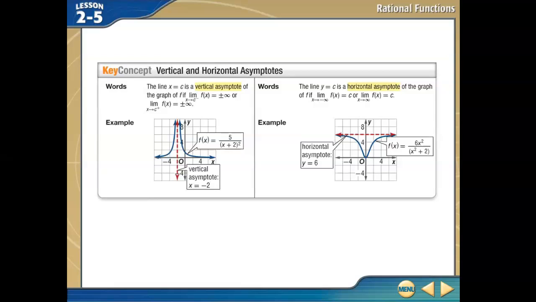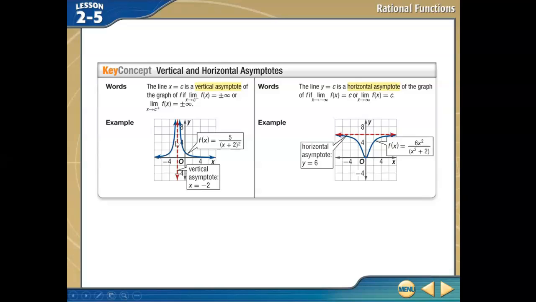Okay, so these are what some rational functions look like. You can see we're talking about vertical asymptotes on the left and horizontal asymptotes on the right. It says the line x equals c is a vertical asymptote of the graph of f if the limit as x approaches c from the left of f of x goes to positive or negative infinity, or the limit as x approaches c from the right of f of x is equal to positive or negative infinity.